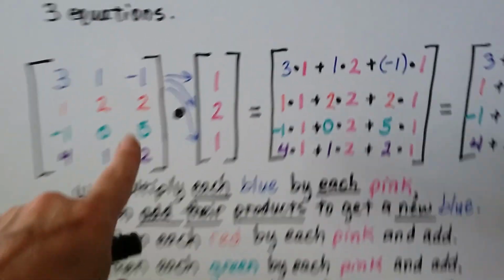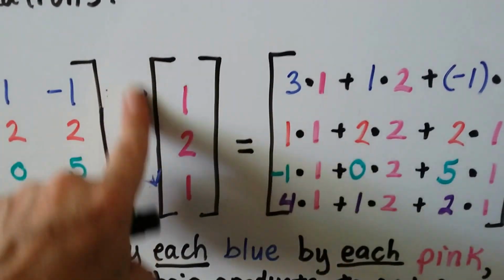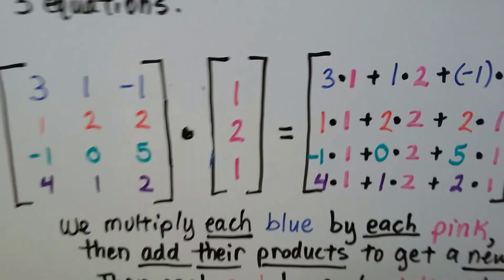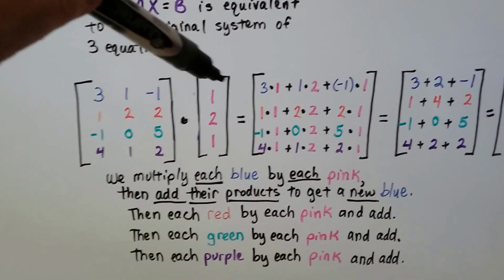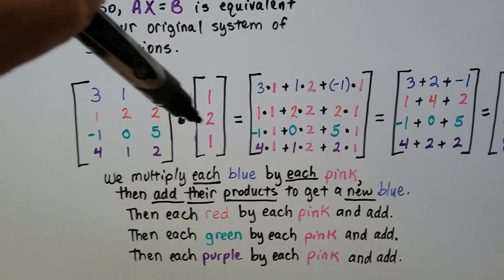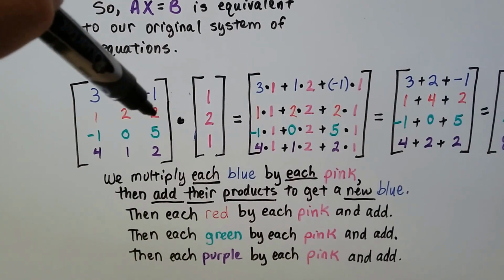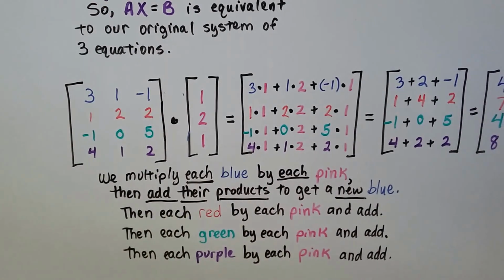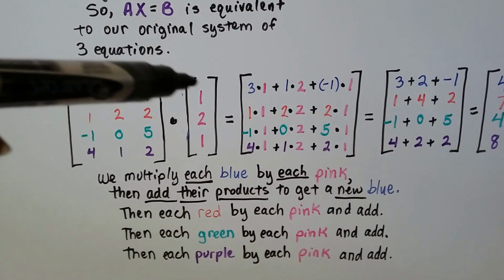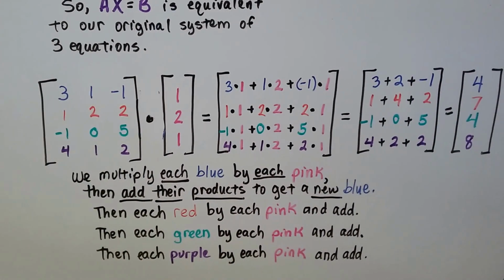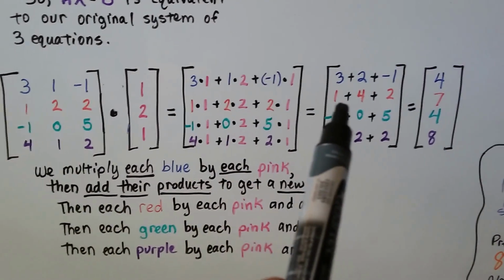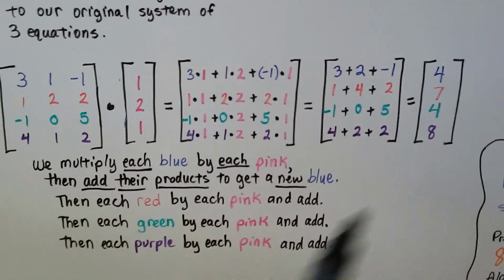Then what we're going to do is take every red one and multiply it to a pink one. So we're going to take this 1 and multiply it to that first 1. We're going to take the second 2 and multiply it to this 2. We're going to take that 2 and multiply it to that 1. So see how it goes, the first one to the first one, the second one to the second one, the third one to the third one, like that. And then we add the products together, and we're going to get a 7.